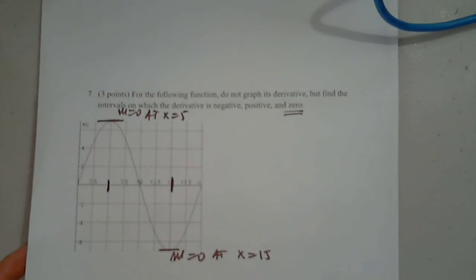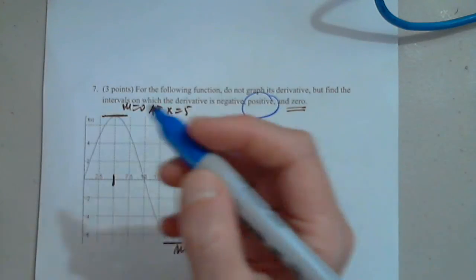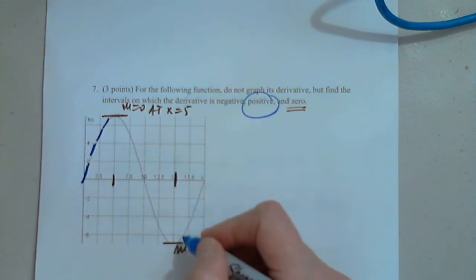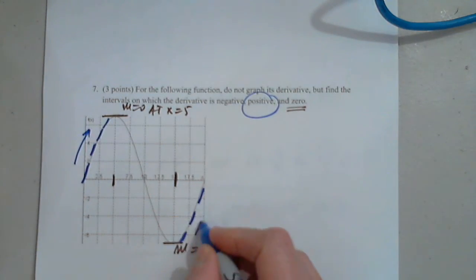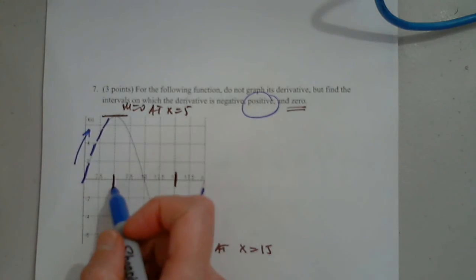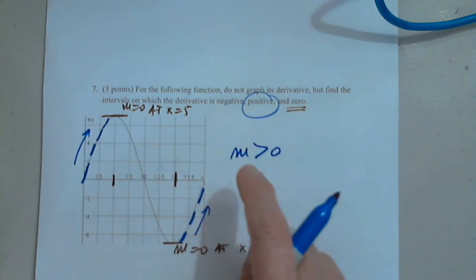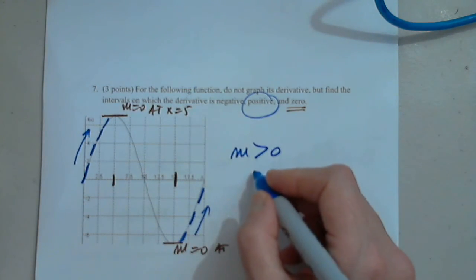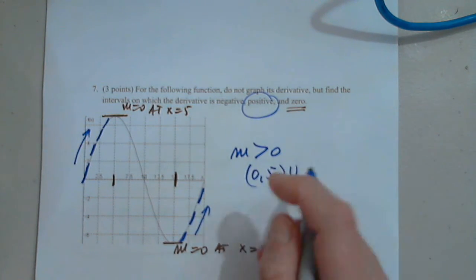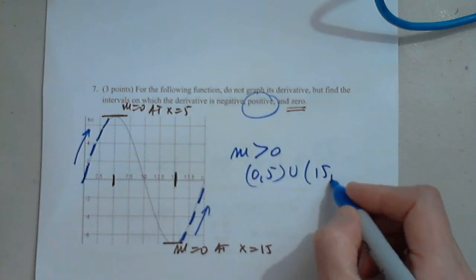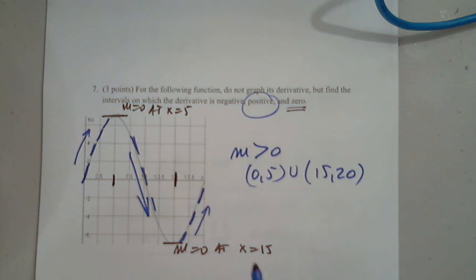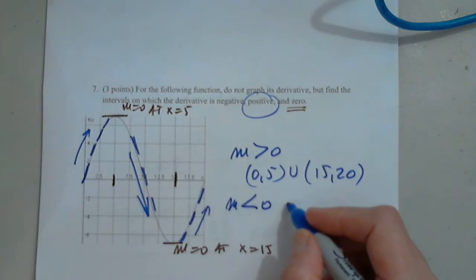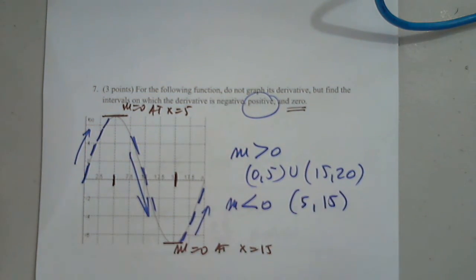Okay. And of course, where is the slope positive? Positive, positive, positive. So when the function is increasing, the slope will always be positive between 0 and 5. So the slope is positive, which is the derivative, for x between 0 and 5, union 15 and 20. And of course it's negative when the function is decreasing. So the slope is negative for x between 5 and 15.